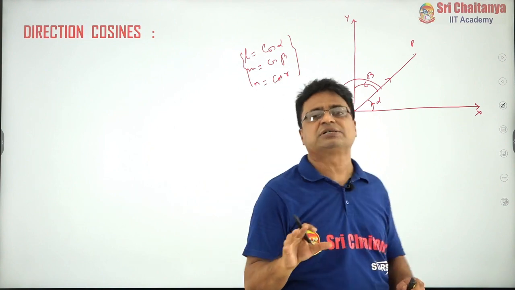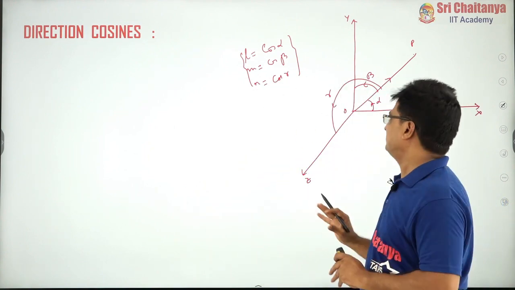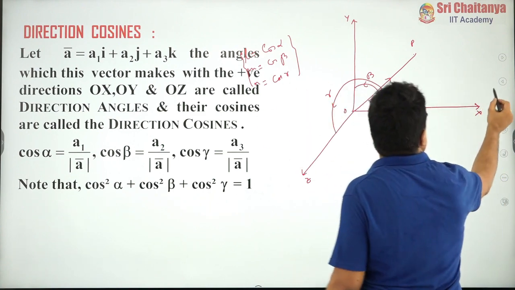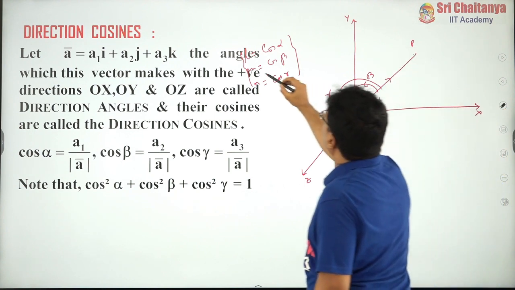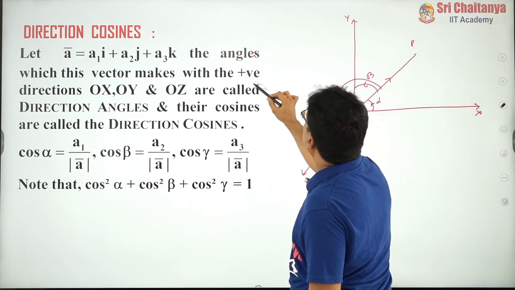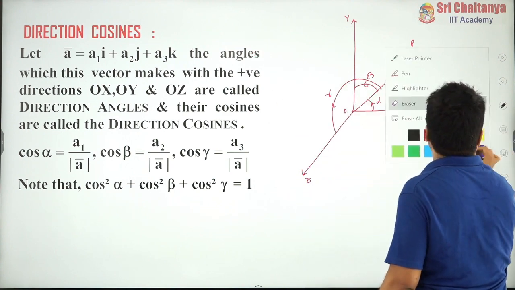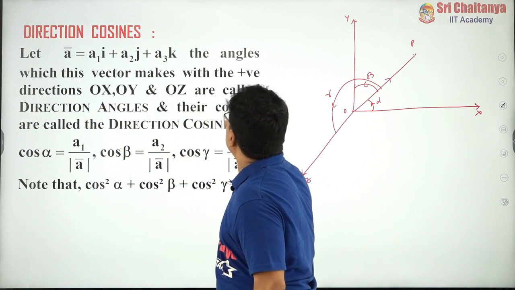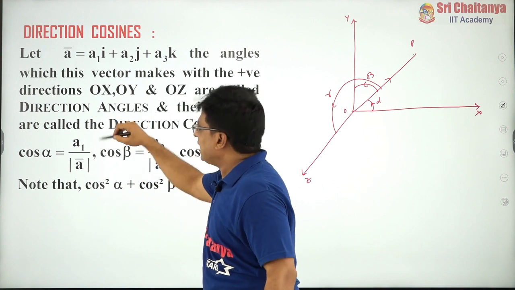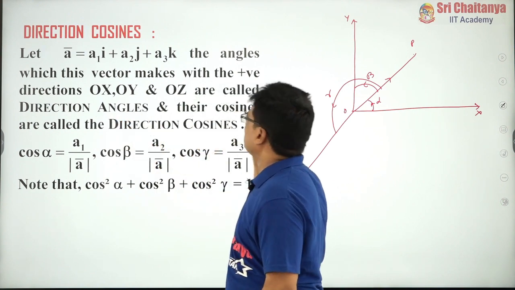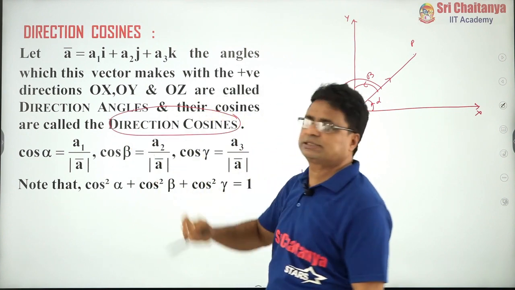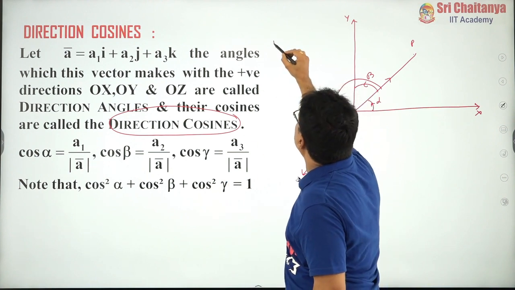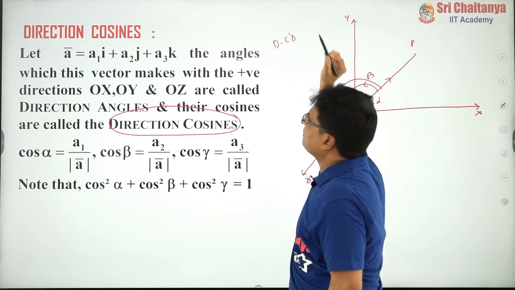Here I am just concentrating on the basic definition of the direction cosines. Okay, my friends, see that definition. Suppose a bar equals a1 i plus a2 j plus a3 k. This is any vector, and the angles which the vector makes with the positive directions OX, OY, OZ are called the direction angles. Their cosines are called direction cosines. See the name itself: direction cosines, the cosines of the direction angles. Or we can simply call them the DCs of the vector.